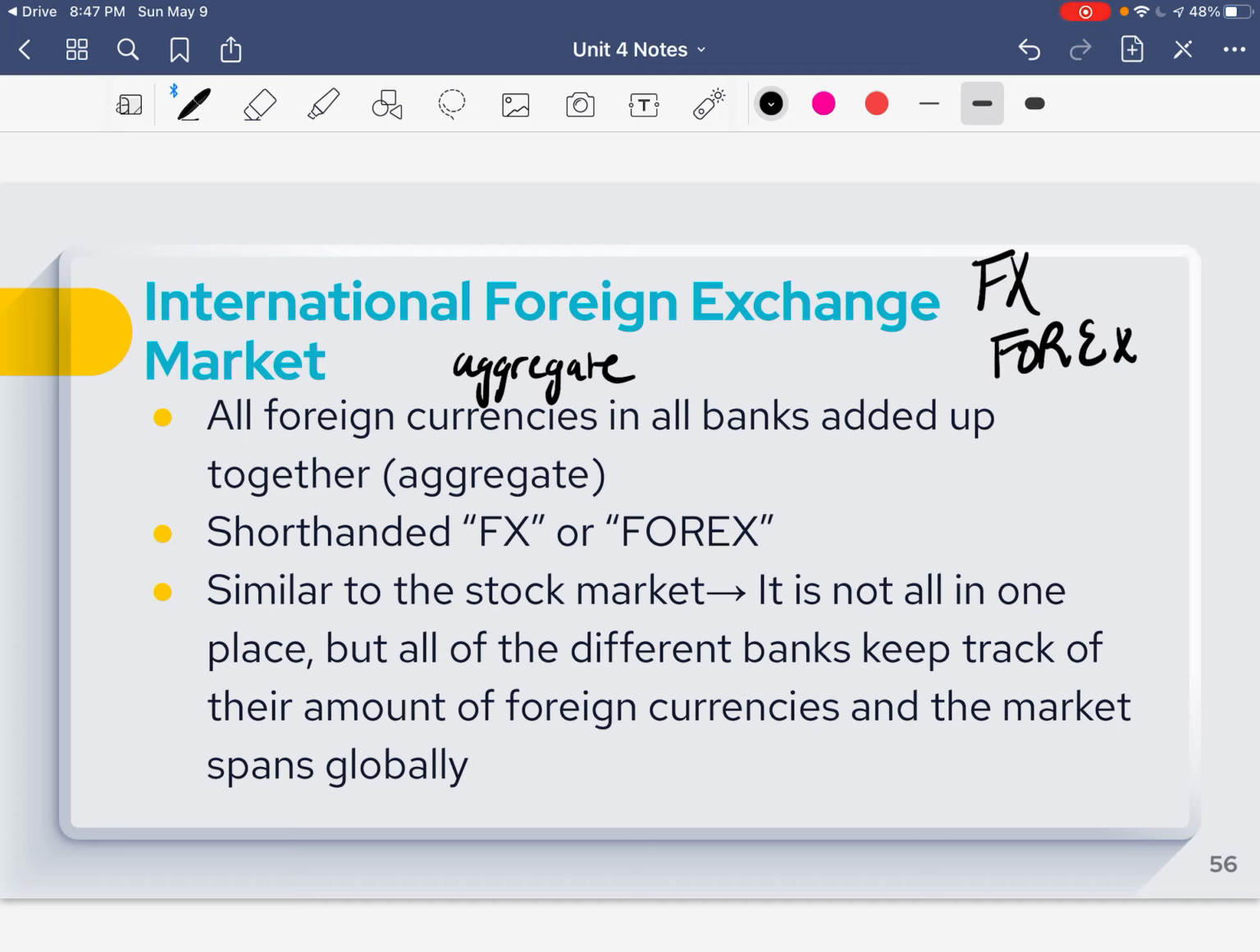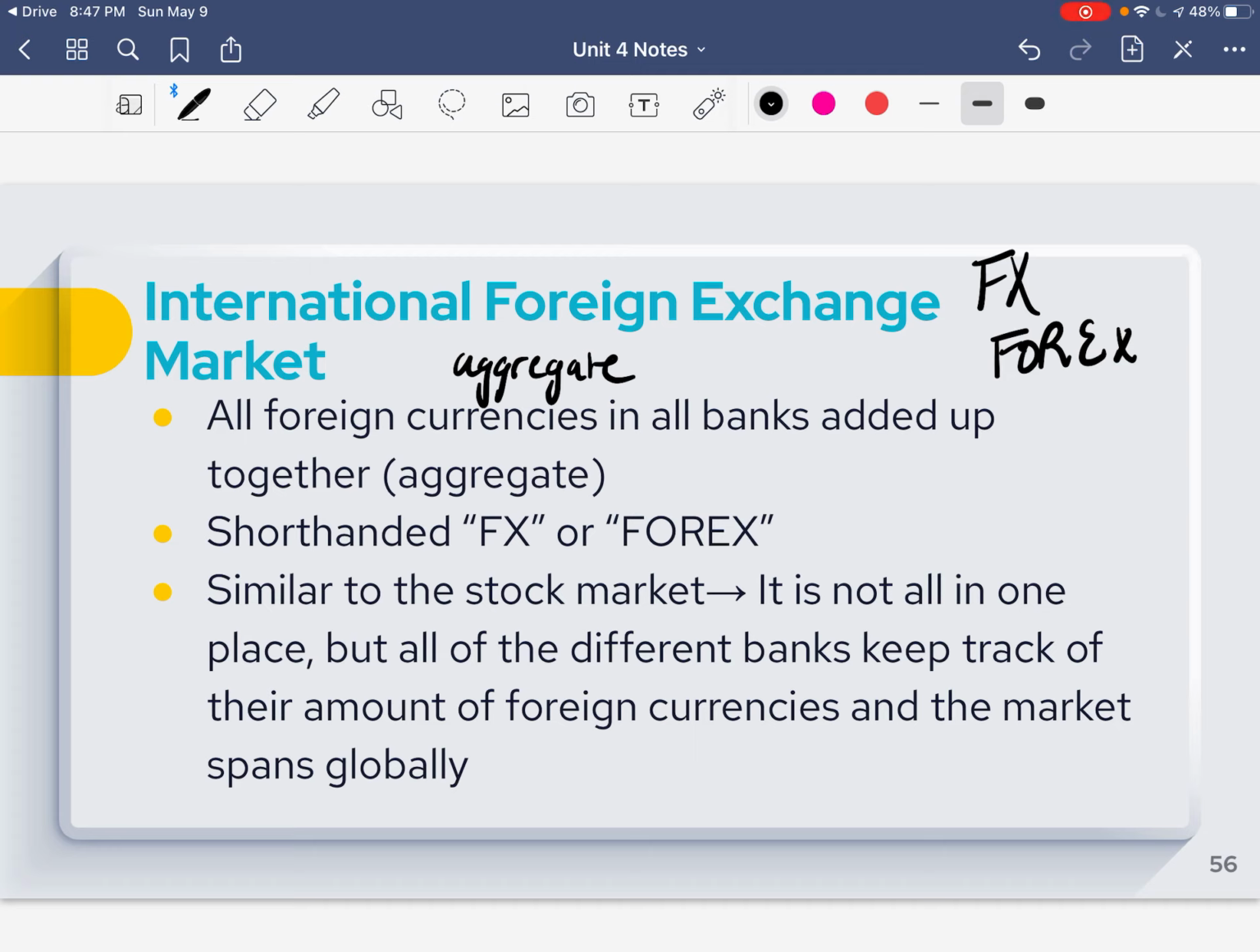So this is the aggregate of all foreign currency available in all countries, in all the banks, in all the world. Whoo, buddy. Okay. So it's all the foreign currency of Japanese yen in Lexington, in Louisville, in Ohio, in New York City, in Los Angeles. It's all the Japanese yen in all the world added together. And it's not just Japanese yen, it's all the different currencies.